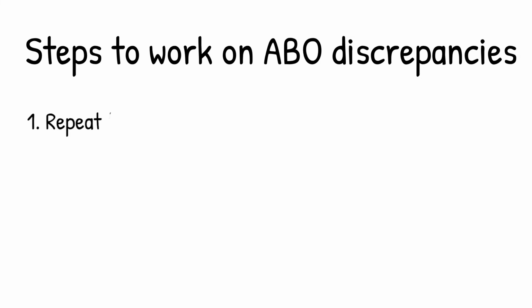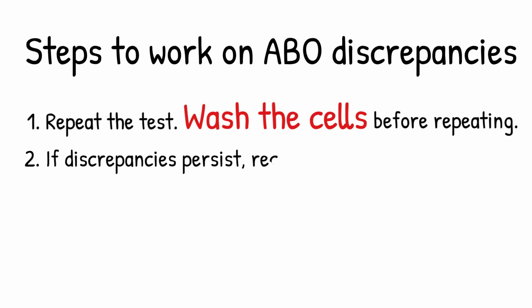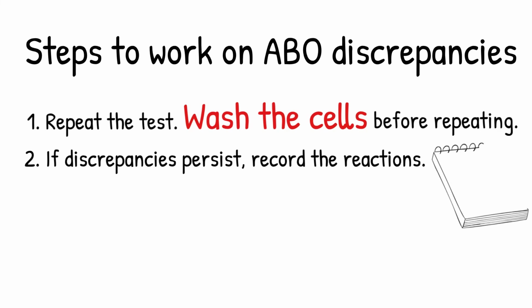Here are some steps to work on ABO discrepancy problems. First, repeat the forward and reverse type. Do not forget to wash the cells before repeating the forward typing. If the discrepancy goes away, you can report the results. Second, if the discrepancy persists, record the reactions, whatever you got, and continue to the next step.